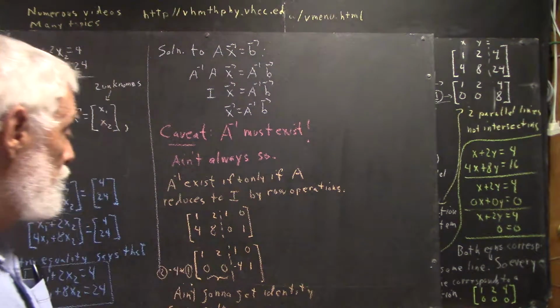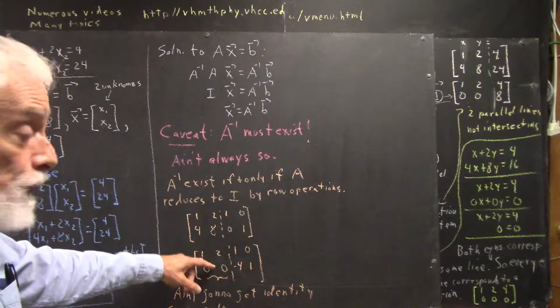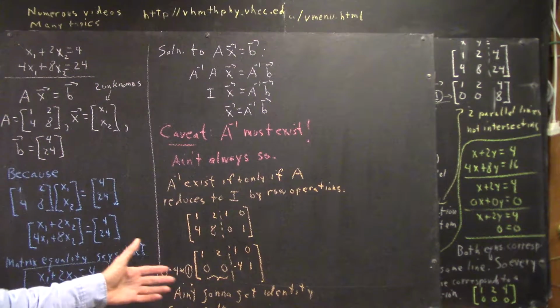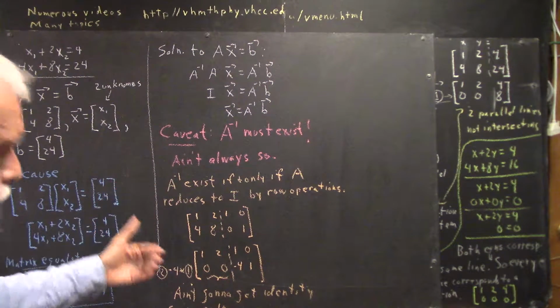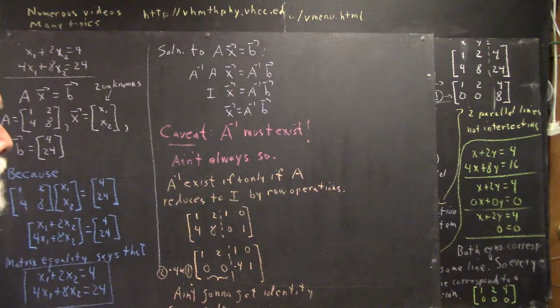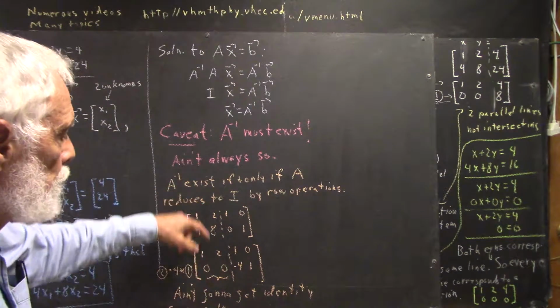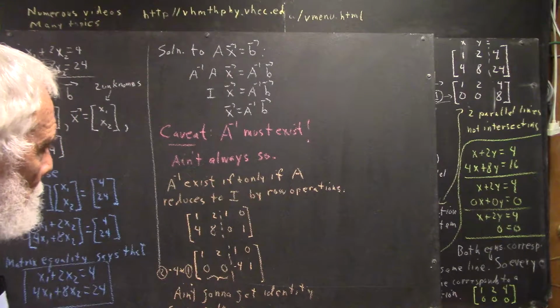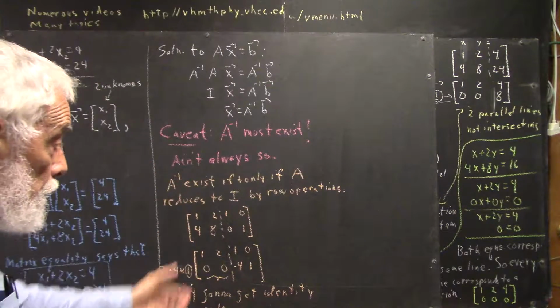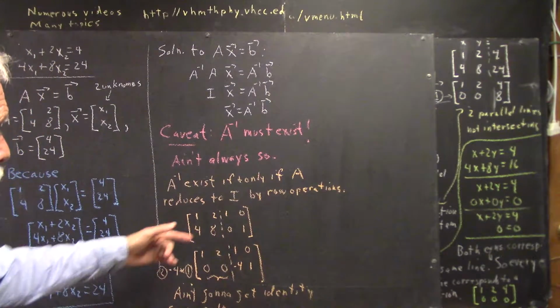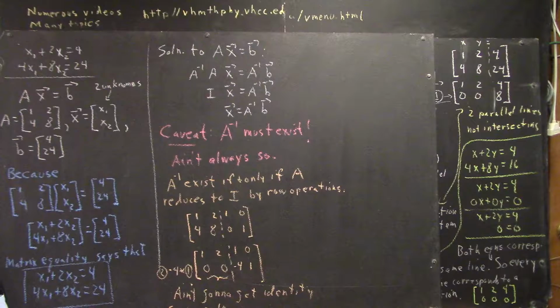In that case, we say that our matrix is singular. It's not invertible. A non-singular matrix is one that you can invert, and inverting the matrix is the same as being able to reduce the matrix to the identity. If the determinant of the matrix is 0, you can't reduce it to the identity. And if you can't reduce it to the identity, the determinant is 0.